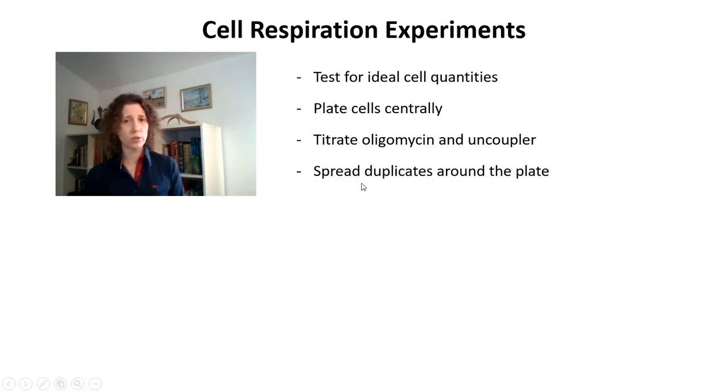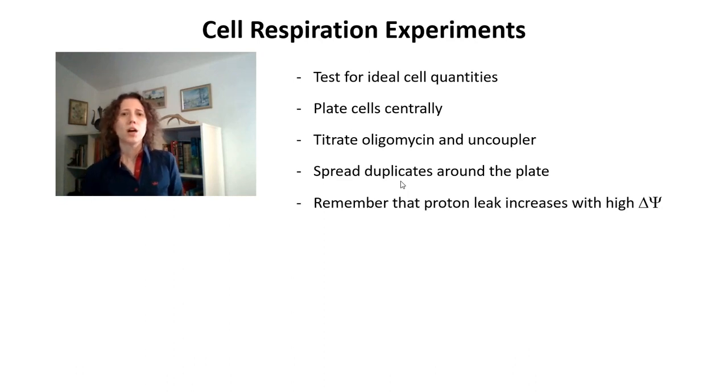Another thing that is always recommended is to spread duplicates or triplicates of the same experiment across the plate and not keep them just on one side, just in case you have differences in measurements between the different detector systems. Of course, you're going to have either 24 or 96 different detectors in your system.